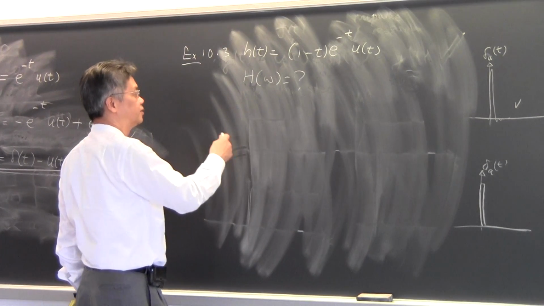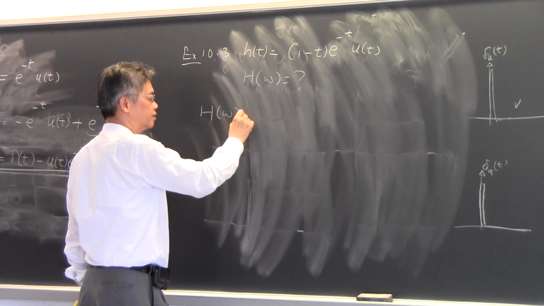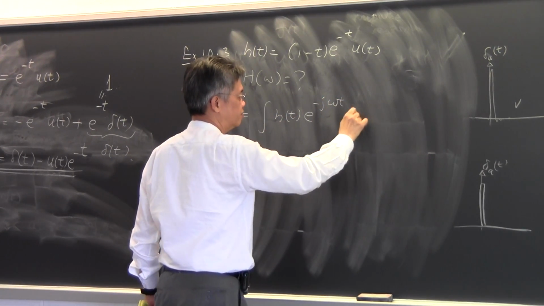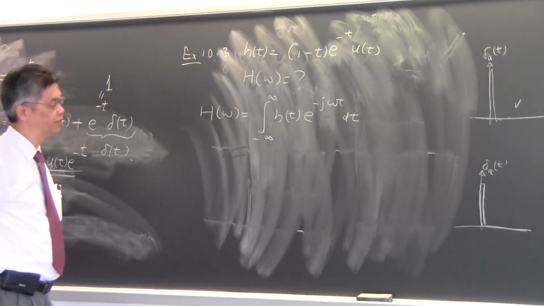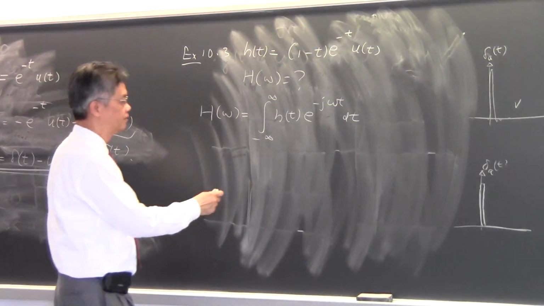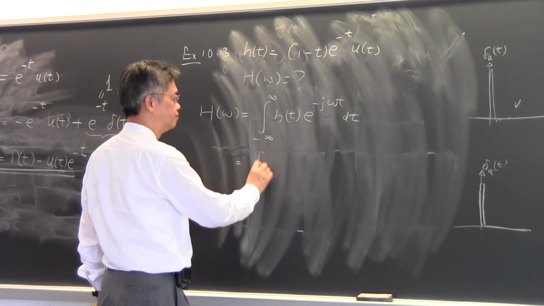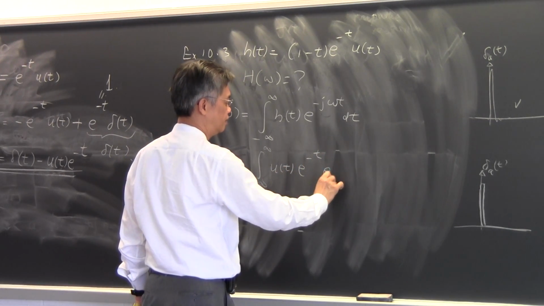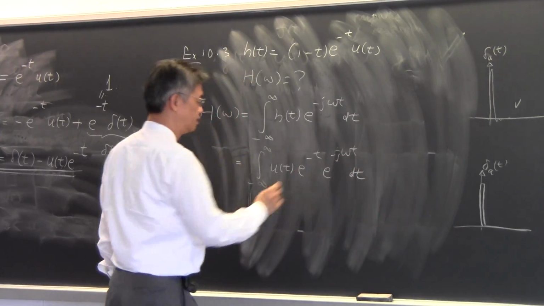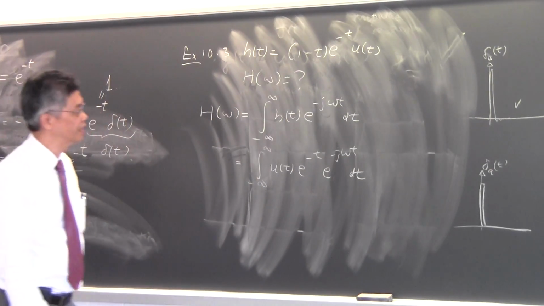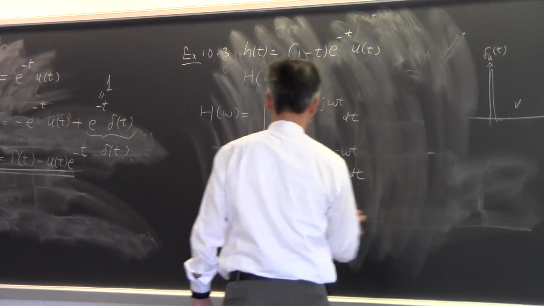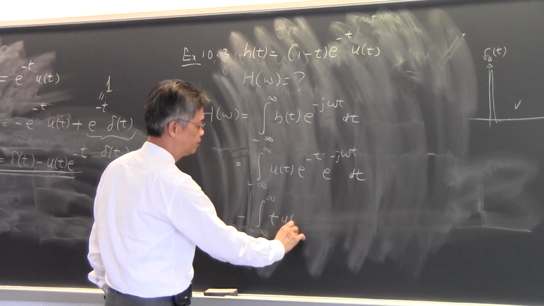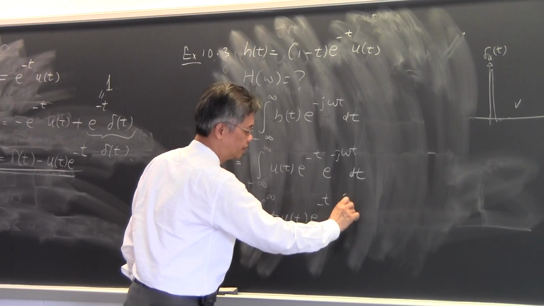You know how to actually do this exercise quite easily because H(omega) is just the integral of h(t) e to the minus j omega t dt. Use this Fourier transform rule, and then if you substitute that in, you get two terms. You will get the integral from minus infinity to infinity of u(t) e to the minus t e to the minus j omega t dt. This is the first term. And then the second term, you will get the integral from minus infinity to infinity of t u(t) e to the minus t e to the minus j omega t dt.